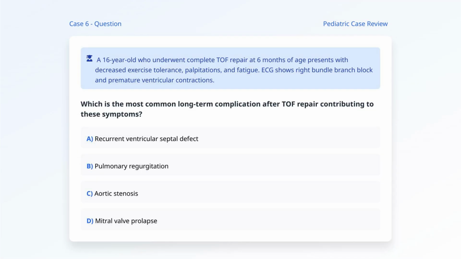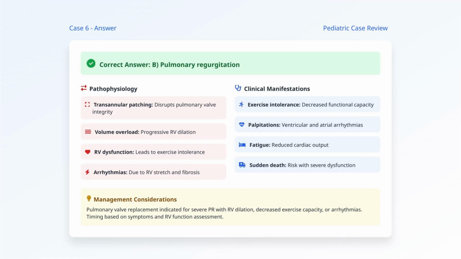Let's examine our sixth case. A 16-year-old who underwent complete TOF repair at 6 months of age presents with decreased exercise tolerance, palpitations, and fatigue. ECG shows right bundle branch block and premature ventricular contractions. What is the most common long-term complication after TOF repair contributing to these symptoms? Is it A. Recurrent ventricular septal defect, B. Pulmonary regurgitation, C. Aortic stenosis, or D. Mitral valve prolapse? The correct answer is B.